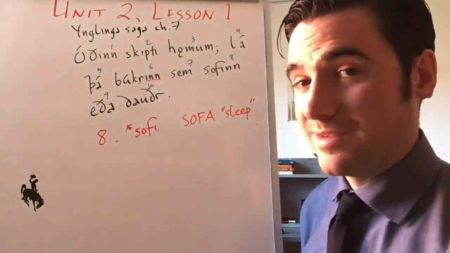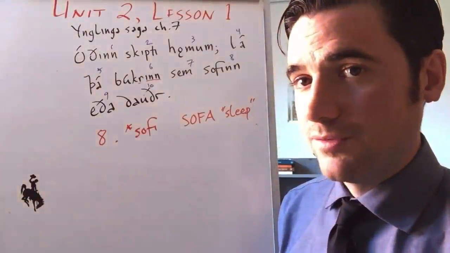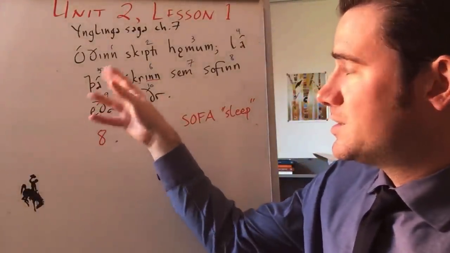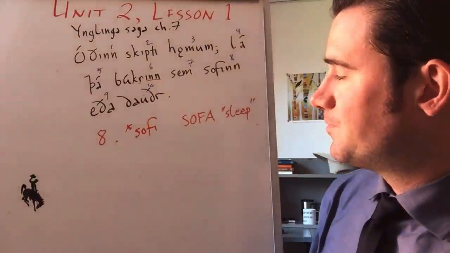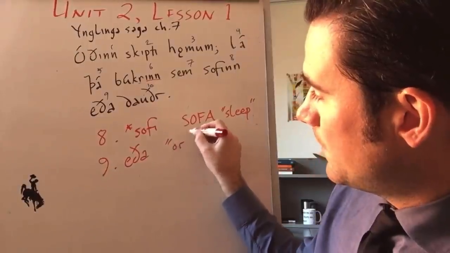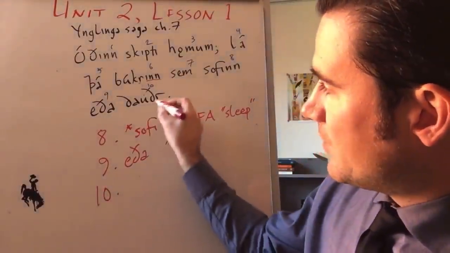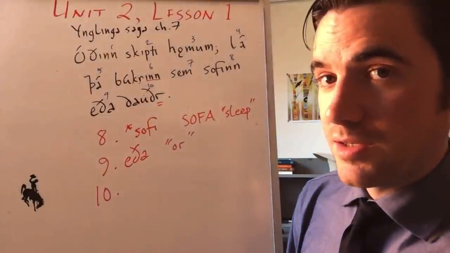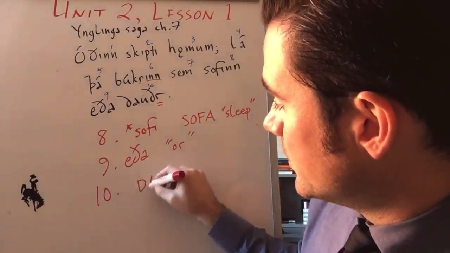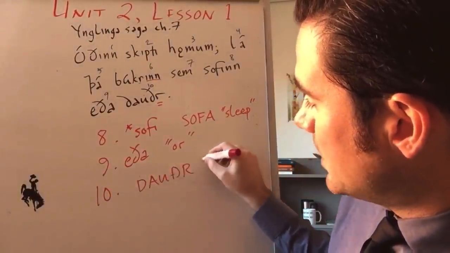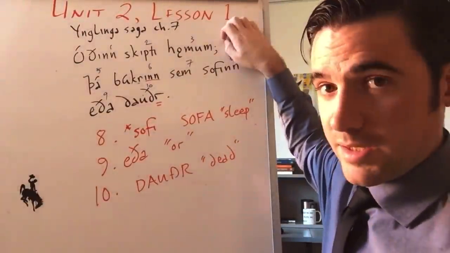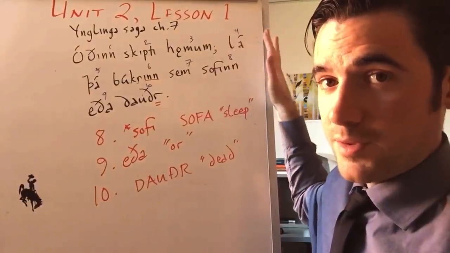And the past participle is a kind of adjectival form of the verb, in this case, asleep. So then the body something as if asleep. Nine, eða, means simply or. And ten, we've got an adjective ending in R, that's its masculine nominative singular form, exactly the form we'll find it in the dictionary. Dauðr, dead. So then the body blank as if asleep or dead after Odin changed shapes.